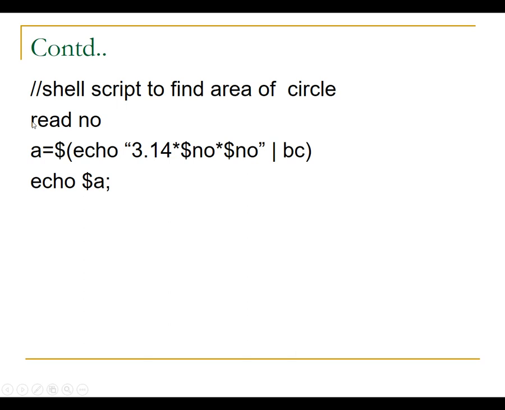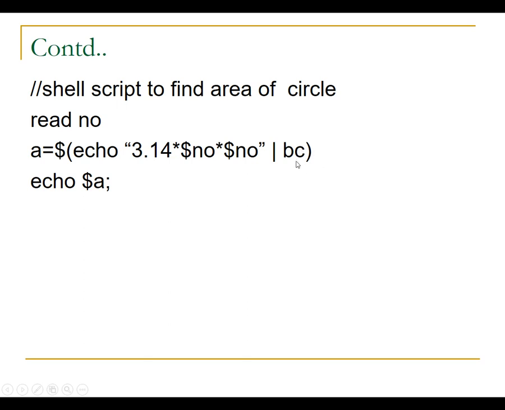In this program I have started with read number directly without any message. Your shell prompt reads the number, and then a is equal to dollar, into the bracket echo 3.14 multiplied by the number into the number. Though it is a calculation, so using this pipeline operator I am concatenating the shell command called bc.